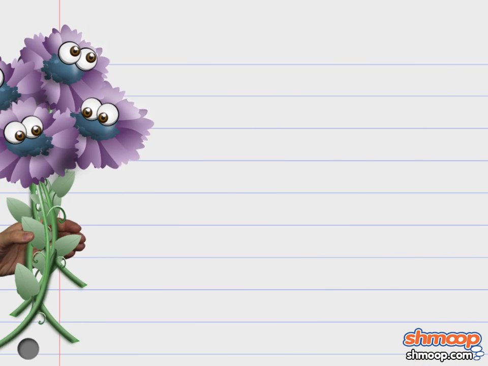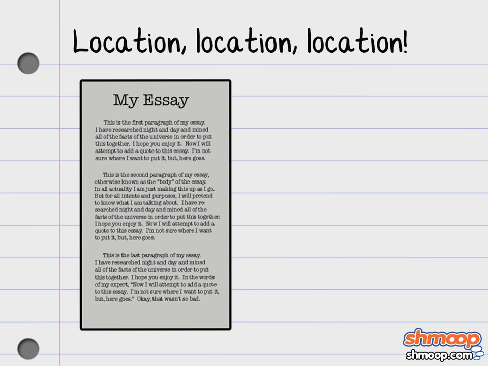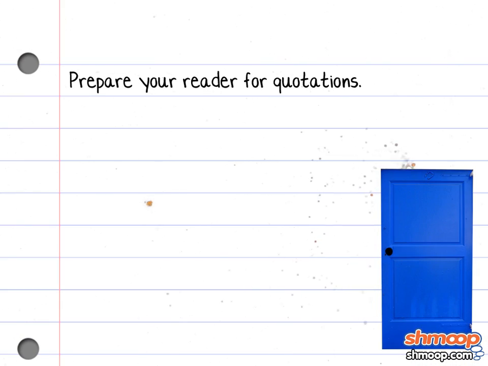Okay, so once we pick them, where do we put them? Placement is key. Where are you really hoping to illustrate your point? For example, maybe you want the magic to happen at the end of a paragraph or section. Always prepare your reader for quotations.